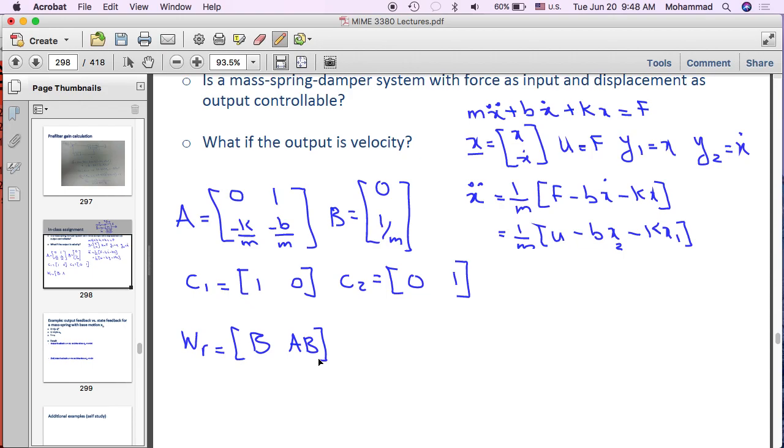And if this matrix has a non-zero determinant, so if W reachability is non-zero, then that means it is controllable. So in a sense, we have already answered the second question. The second question was, what if the output is velocity? The answer is, even though we haven't established if the system is controllable or not, we know under which condition the system would be controllable. But let's go ahead and answer the second question first.